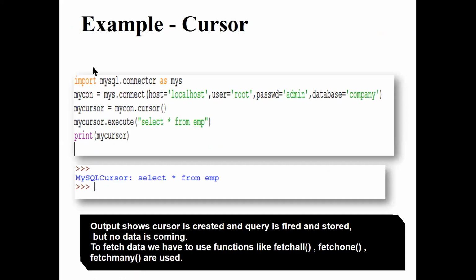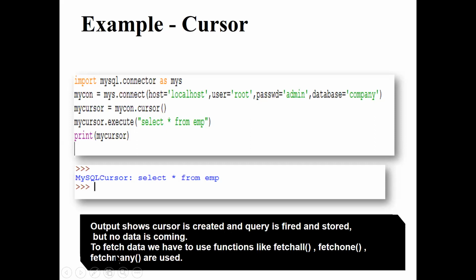Okay, so here look at the program given here. Import mysql dot connector as mys, and then the same details. My cursor dot execute select star from emp, print my cursor. When you print my cursor, only that query you will be getting. Whatever query you have given, it will be there. So you have to use another function to fetch the information from that container: fetch all, fetch one, and fetch many. The output shows the cursor is created and the query is fired and stored.